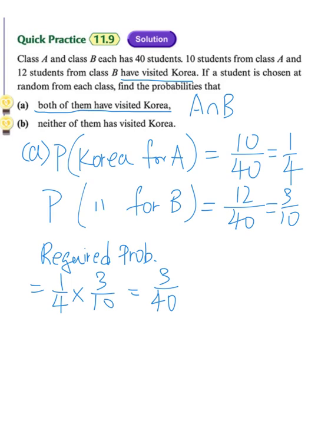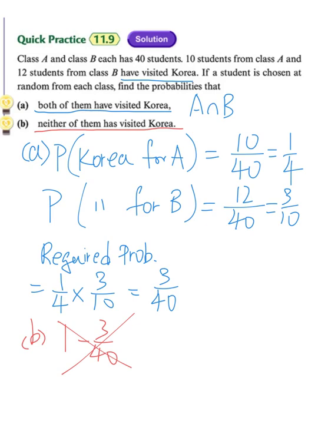Okay, now for neither of them having visited Korea. Sometimes we may think of 1 minus 3/40, because we tend to think that these two parts are complementary events, but actually they are not. Let me use some symbols to let you visualize the situations.